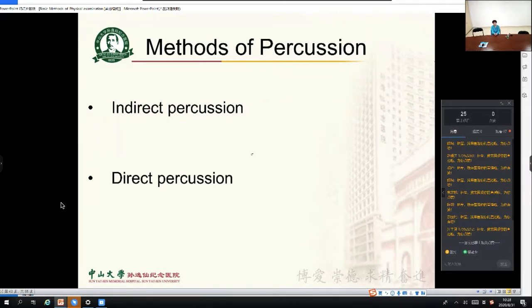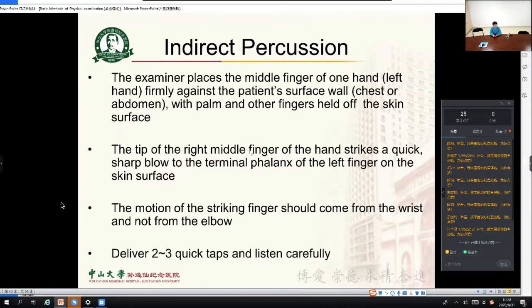Methods of percussion. We have two methods for percussion. One is indirect percussion, the other is direct percussion. For indirect percussion, the examiner places the middle finger of the left hand, usually, if we use the right hand to do the percussion, firmly against the patient's surface wall, such as the chest or the abdomen, with the palm and other fingers held off the skin surface. Only use your left middle finger like this to do the percussion.